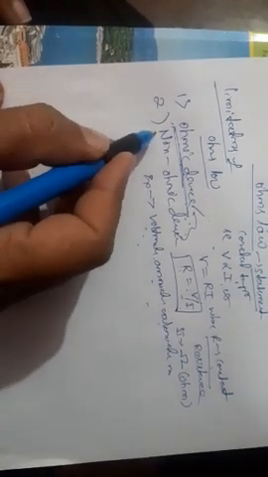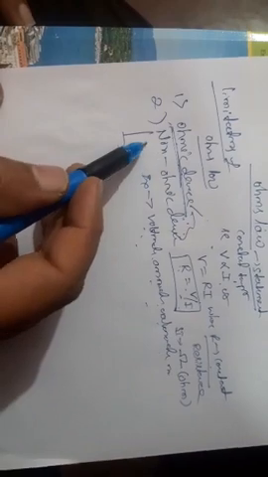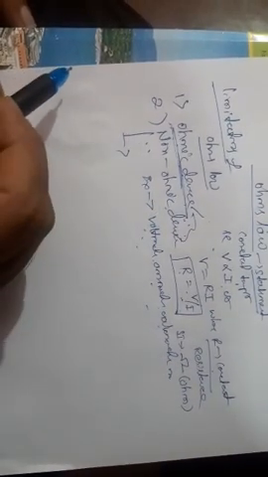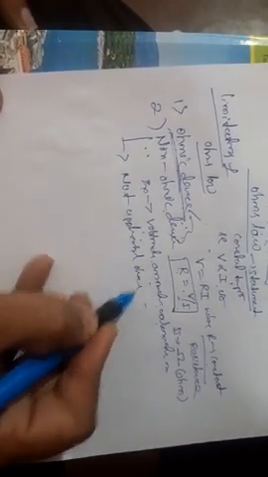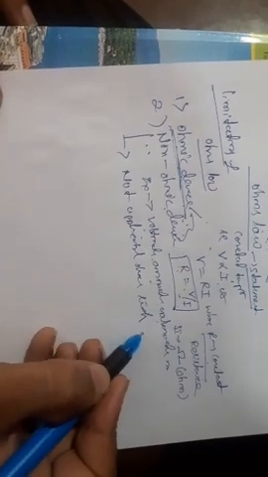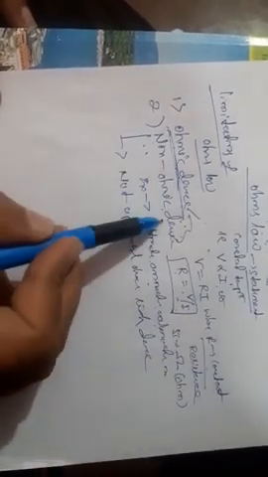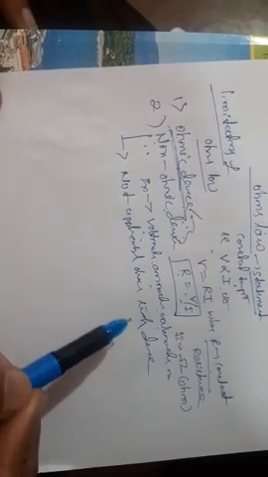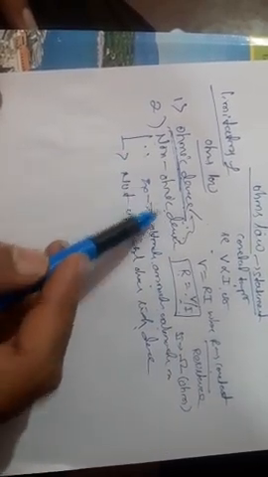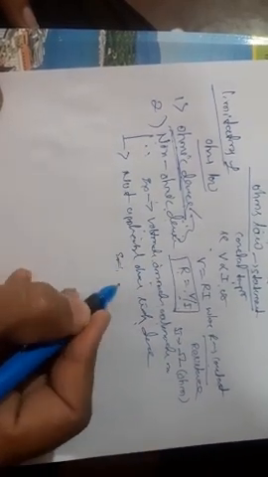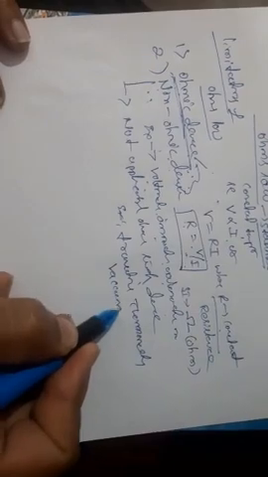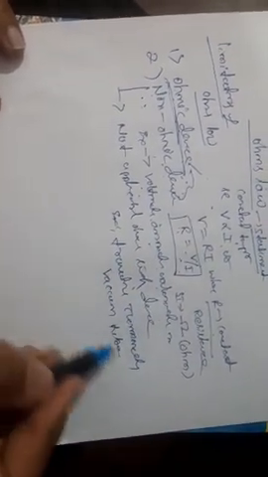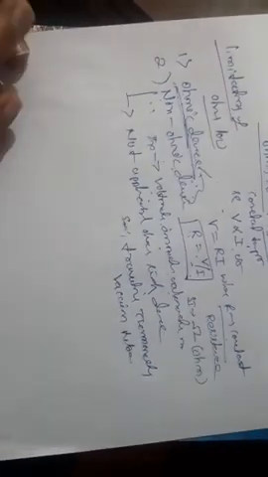And the second type is the non-ohmic device. It is not applicable for Ohm's law. Such electronic devices are called non-ohmic devices. Examples: transistors, thermistors, vacuum tubes. These elements are not used in this experiment.